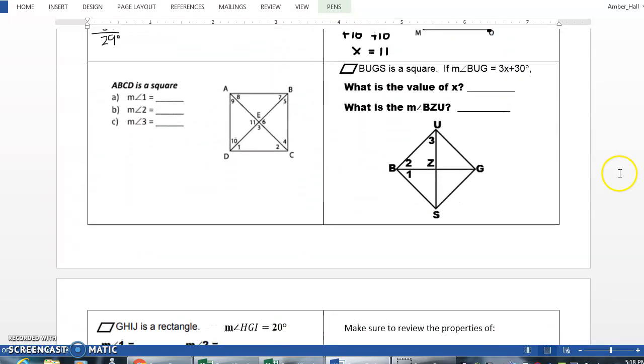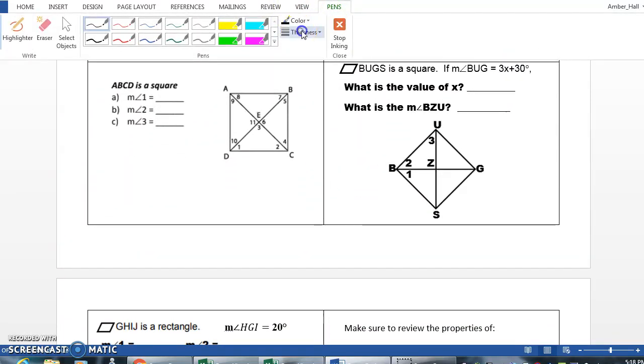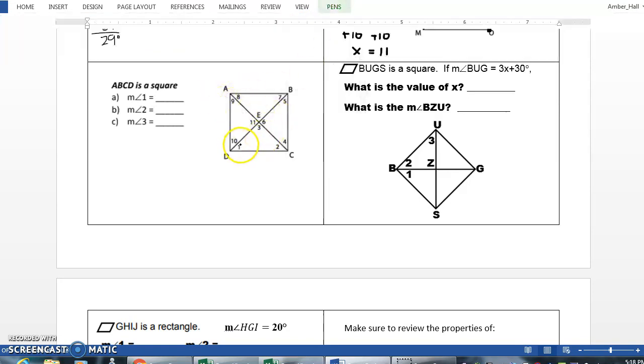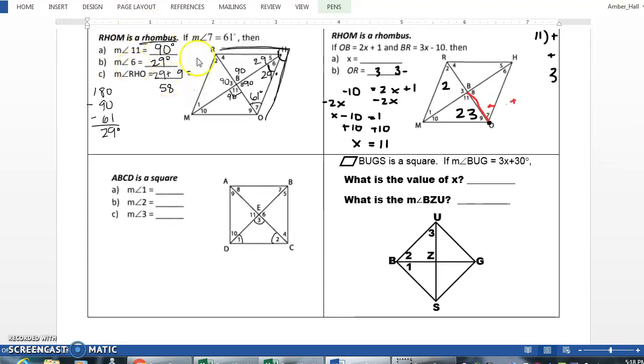Alright, ABC is a square. We need to find the measure of angle 1, angle 2, and angle 3. Well, first of all, because it's a square, we know all the properties are true about the square. And the first thing I notice is angle 3, and just like our previous problem up here, all of the middle angles are going to be right angles because the diagonals are perpendicular. So right away I know angle 3 is 90 degrees.